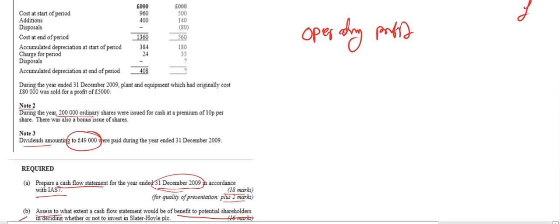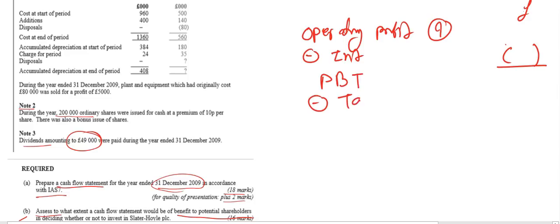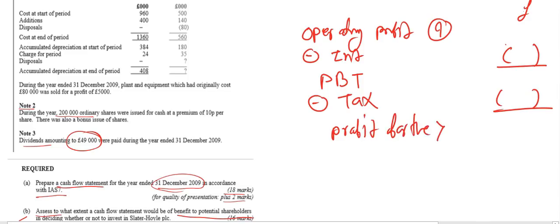Okay, if you remember from your income statement, from sales less cost of sales, you get gross profit, less other expenses, you get operating profit. That's what we're looking for. We don't know. Less interest, you get profit before tax, PBIT. Less taxes, you're supposed to get profit for the year.